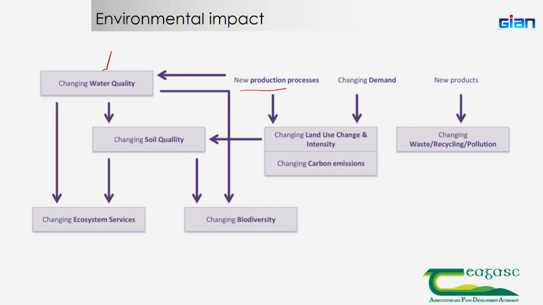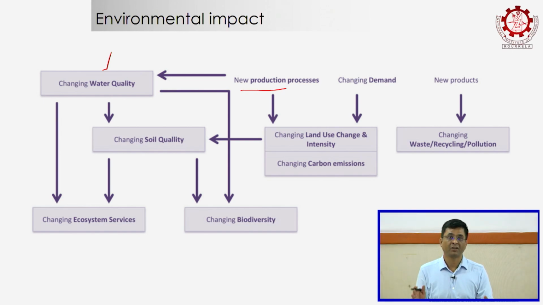Now the third important one is environmental impact. So socio-economic and environmental impact. For the new production process, we already discussed eutrophication. I am not going to go into the details of it. I can bet you can write an essay based on this particular diagram.